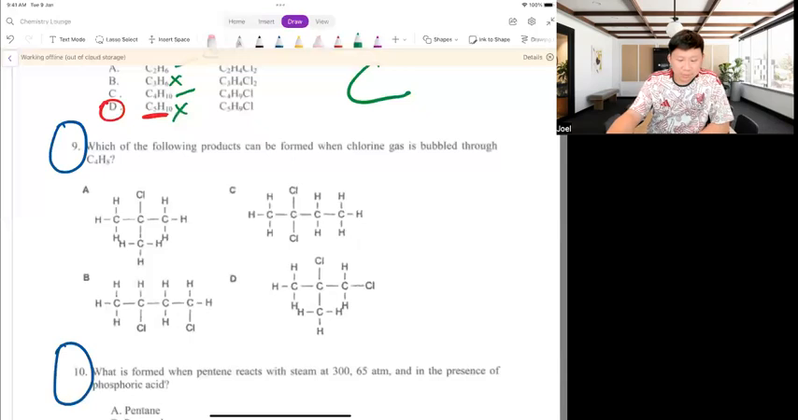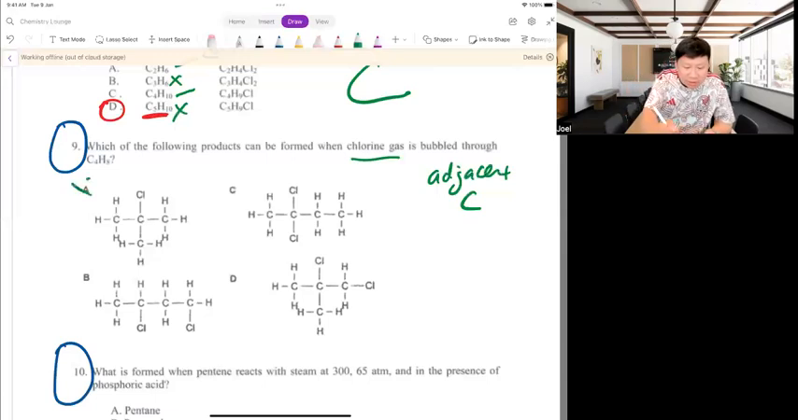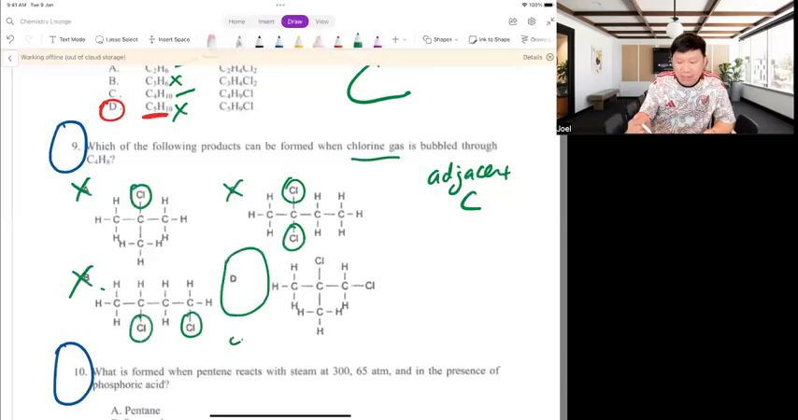Okay, now listen to me. Whenever you do addition, C4H8 has a double bond, it is an alkene, right? So chlorine being added inside, it has to be adjacent. Adjacent carbon means the chlorine has to be side by side. Cannot be A because there's only one chlorine, need to be 2. Cannot be C because cannot be on top and below, on top and below is the same C. Cannot be B because cannot skip. Answer D.